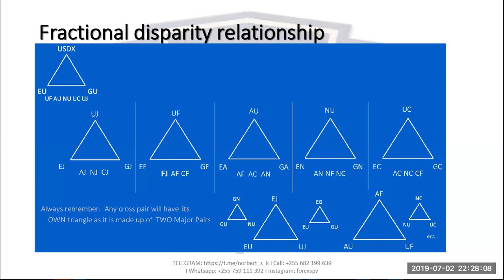And we have other triangles which show the relationship of pairs depending on a certain currency. So this triangle here, the major pairs here have a common ground that they all have USD.